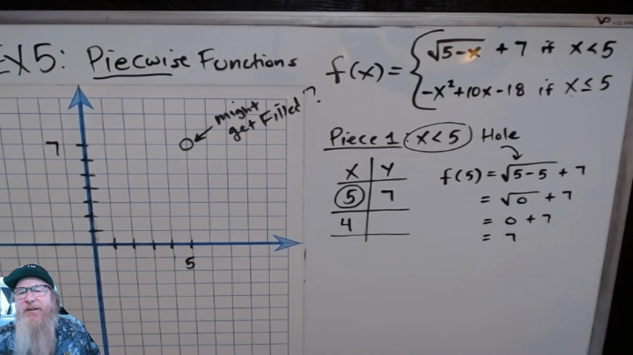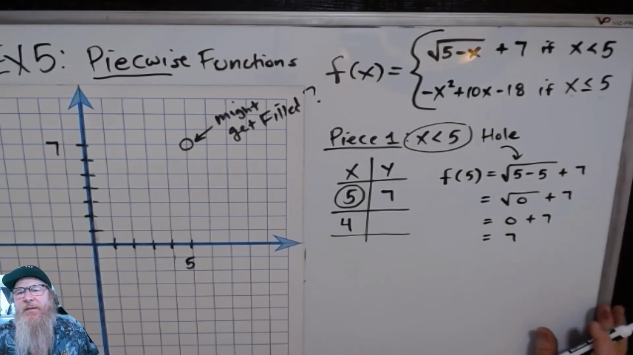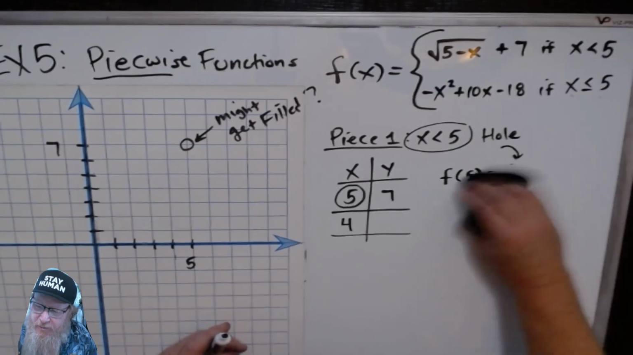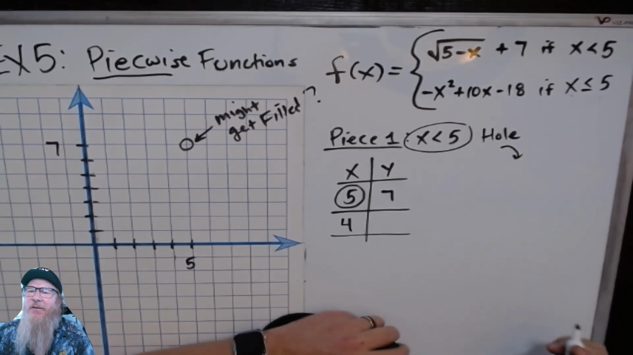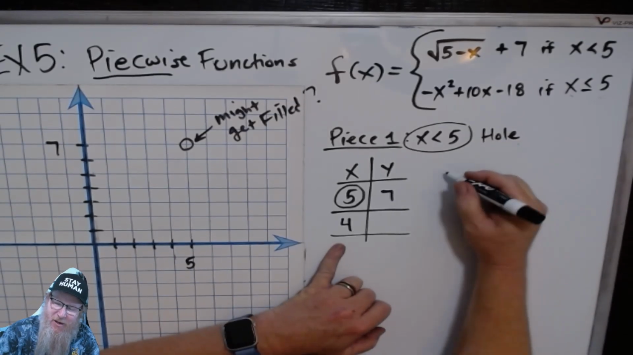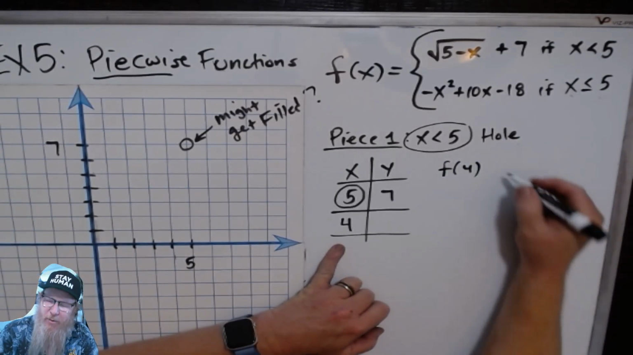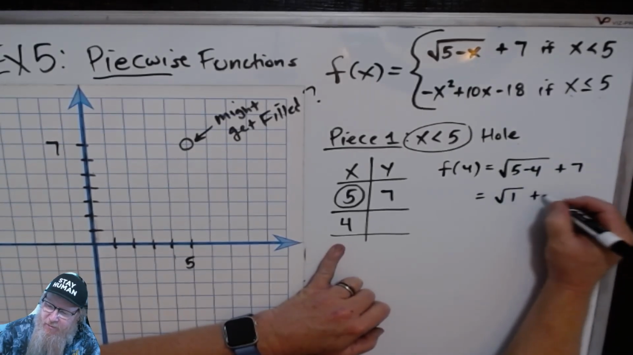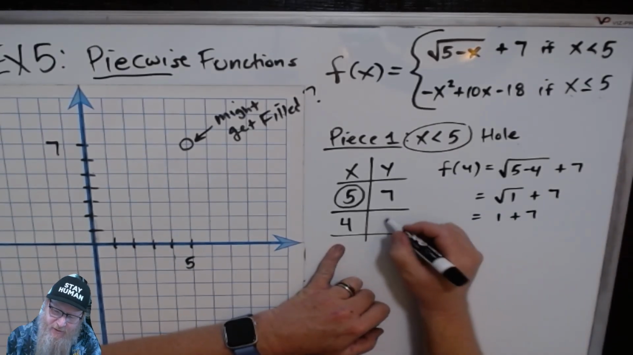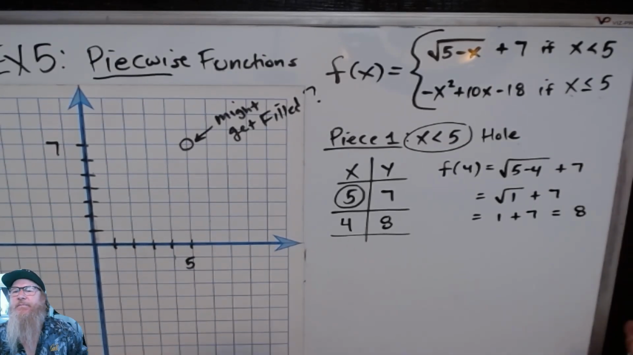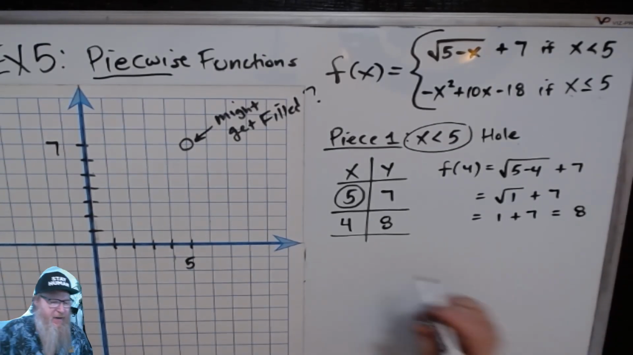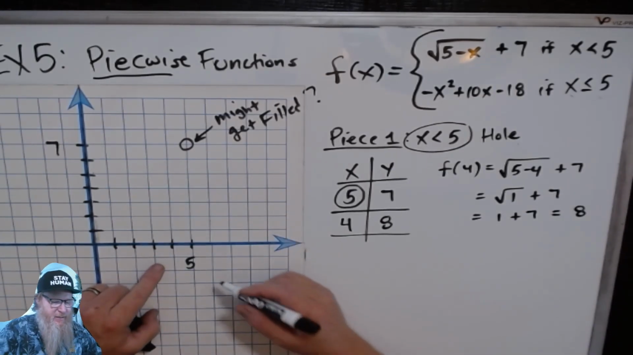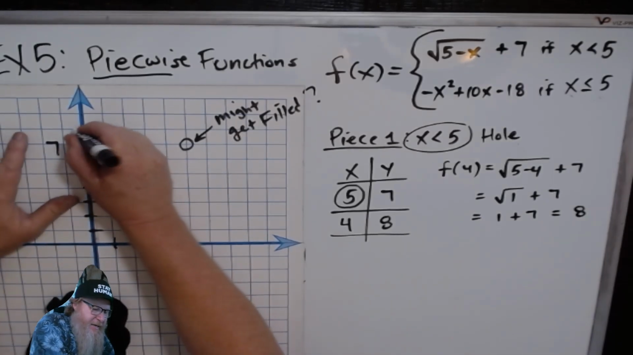When we start getting down and dirty with business math, we're going to have to deal with the sort of uncomfortable, unclean values of decimals. So let's go ahead and plug in 4. I'm reusing my space here. 5 minus 4 plus 7. It's the square root of 1 plus 7. So that's going to be 8. All right. So I've got (5, 7) and (4, 8).